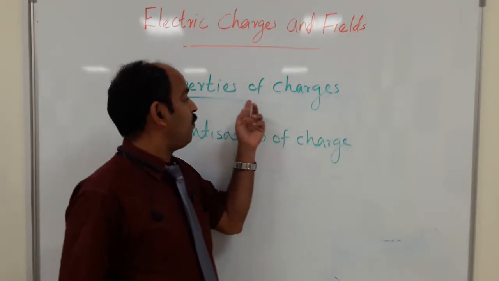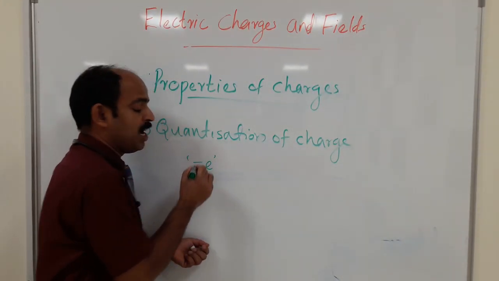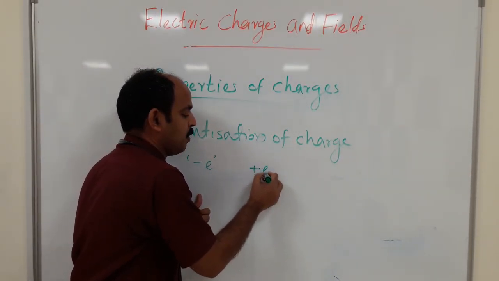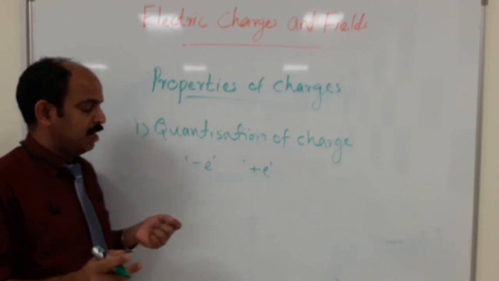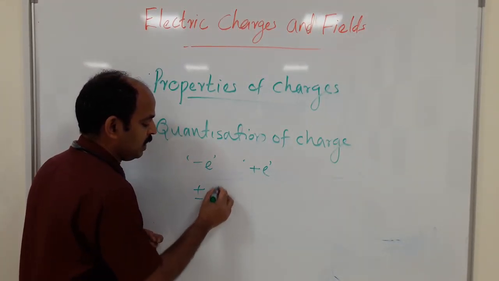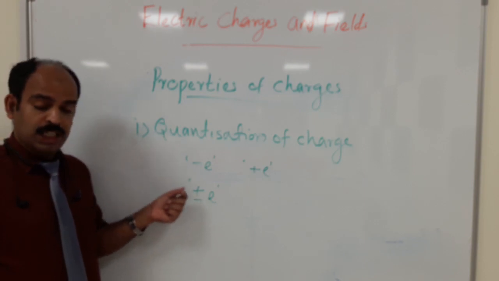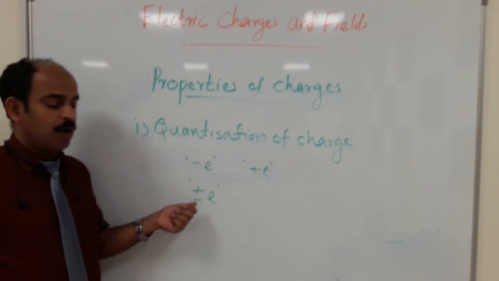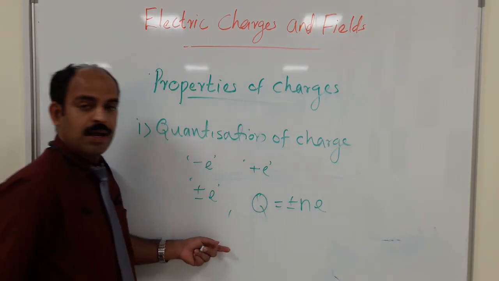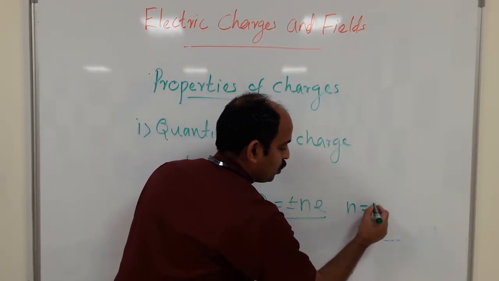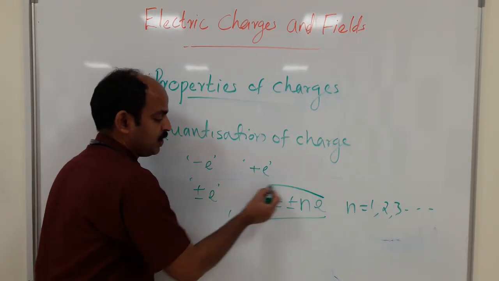Now next we have the properties of charges. First one is quantization of charge. The charge of an electron is represented by minus e. The charge of a proton is represented by plus e. The total charge of any object is an integral multiple of plus or minus e. That is, Q equals plus or minus n e, where n equals 1, 2, 3, etc. So this is the quantization of charge.